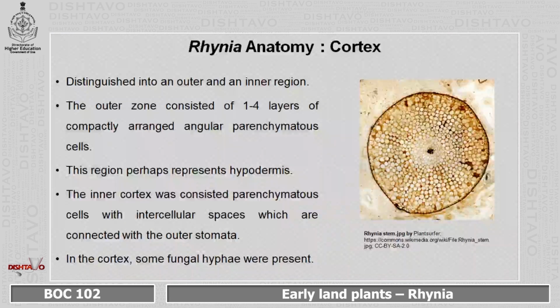Coming to the anatomy of the cortex. The cortex was distinguished into an outer region and an inner region. The outer region consisted of 1 to 4 layers of compactly arranged, angular parenchymatous cells. This region perhaps represented the hypodermis. The inner cortex also consisted of parenchymatous cells, however with intercellular spaces which were connected to the outer stomata. The cortex also showed the presence of some fungal hyphae.